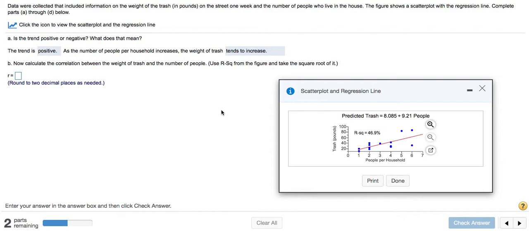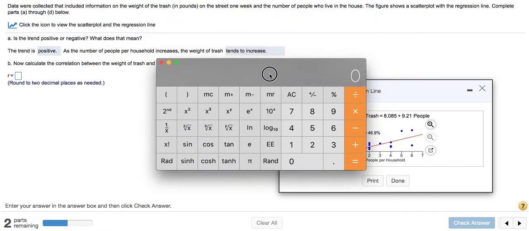For part B, it says, now calculate the correlation between the weight of the trash and the number of people. And it says to use the r squared from the figure and then take the square root of it. So r squared versus r: the way you'd go from this number to this number is by taking the square root of this value. You can use any calculator that you'd like to do that. I'm just going to pull up a basic calculator here.